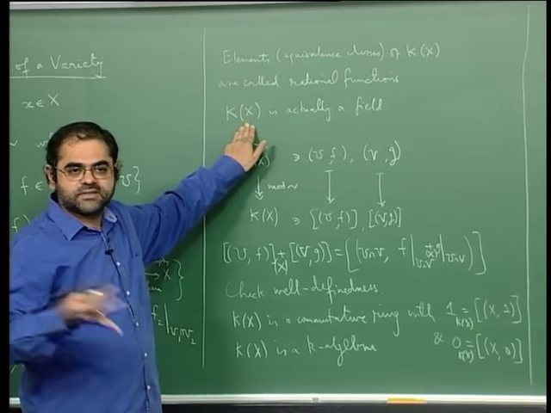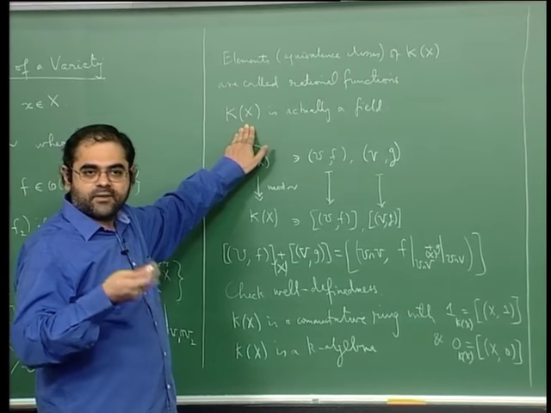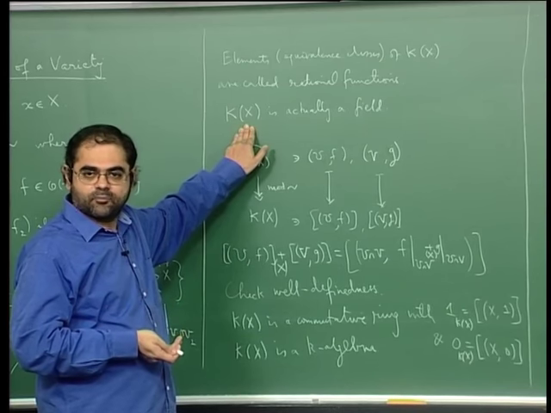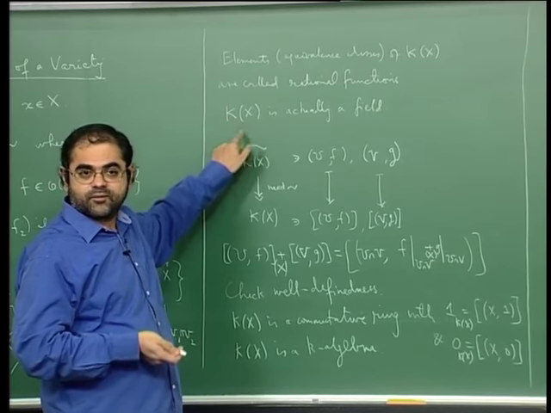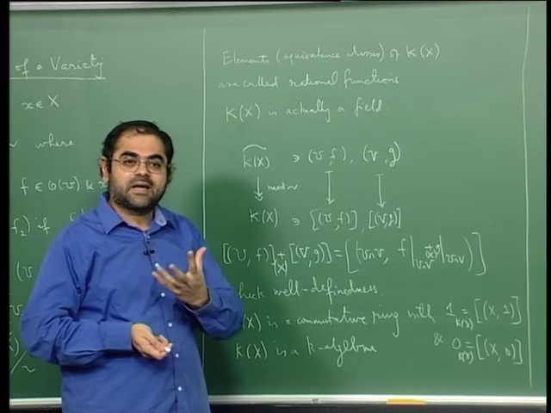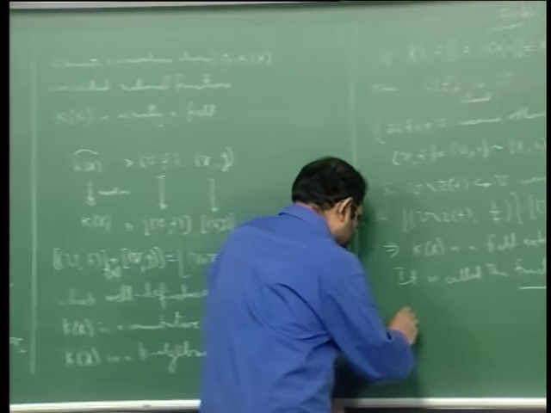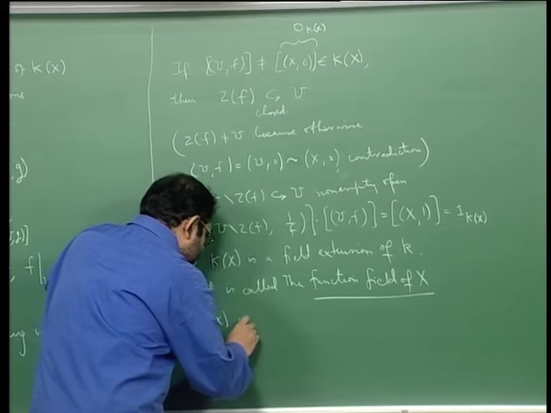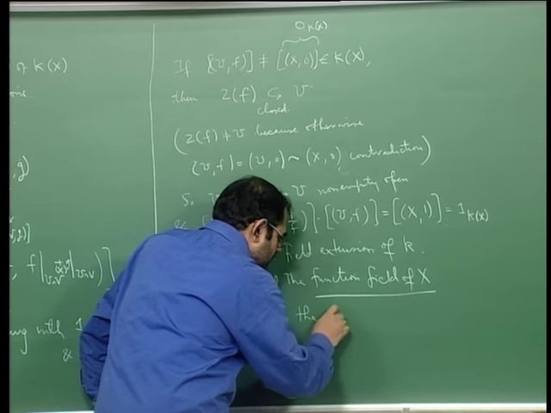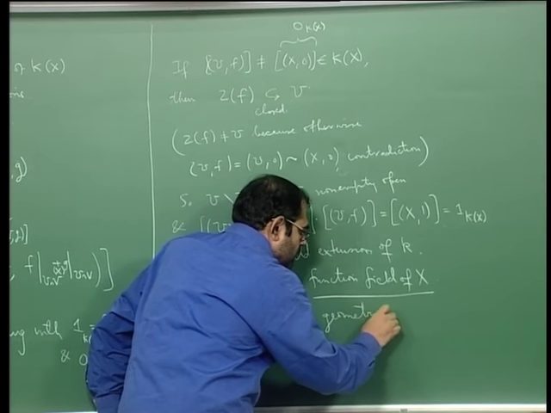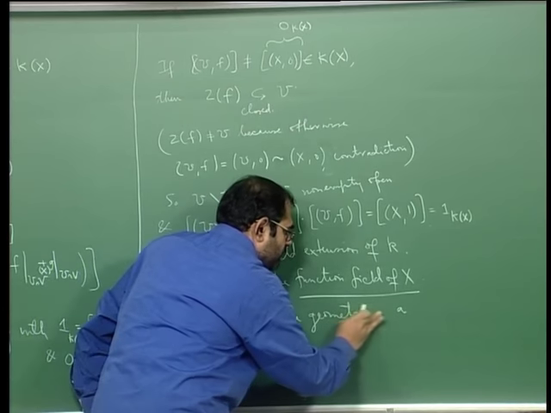Of course, any non-empty open set is large. So you take any general open set in x and you take properties that are valid on a general open subset of x, then all those properties will be captured by kx. So kx geometrically captures what is happening on a large open set of x. So kx captures the geometry on a general open subset of x.